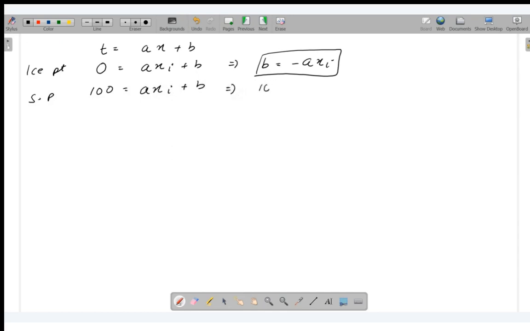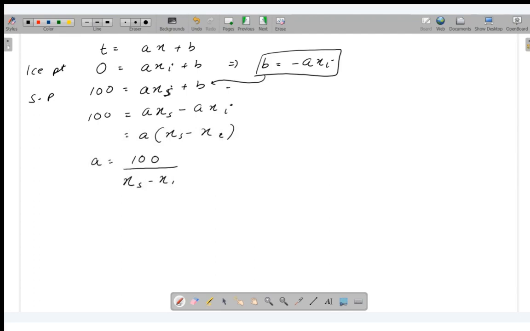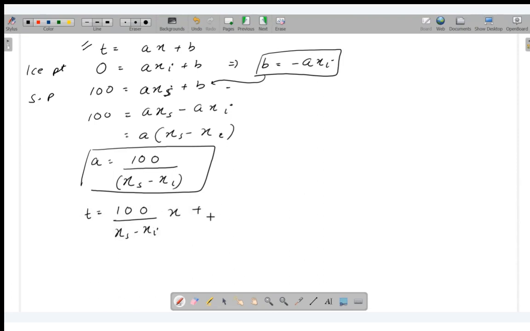Okay, so from here I can say 100 equals A Xs, and I can put the value of B here, minus A Xi. So it is A times (Xs minus Xi). So what is A? A equals 100 upon the difference of the property at steam and ice point. So now I have gotten A and B. I can substitute in my main equation. So T equals 100 upon (Xs minus Xi) times X, minus A Xi.